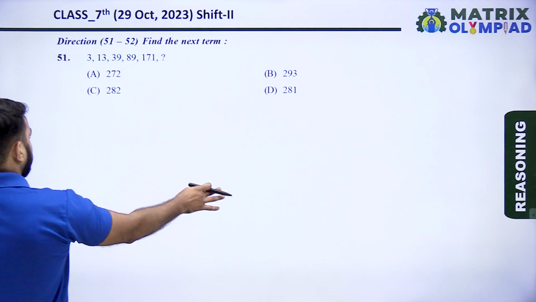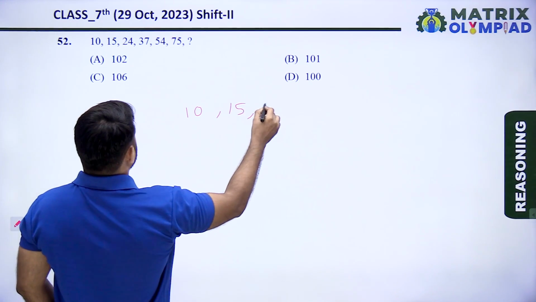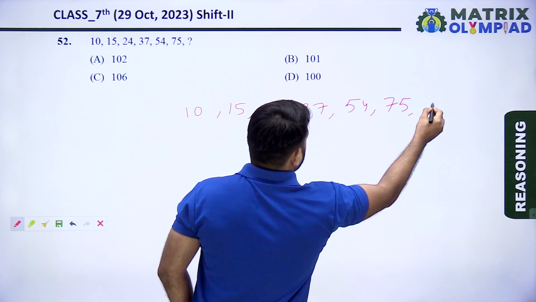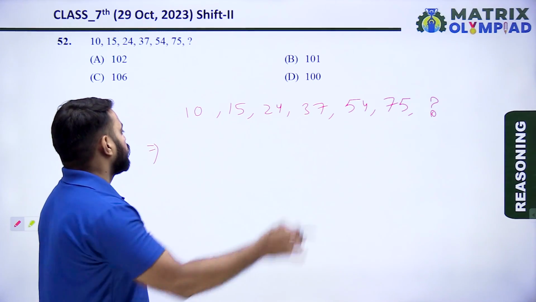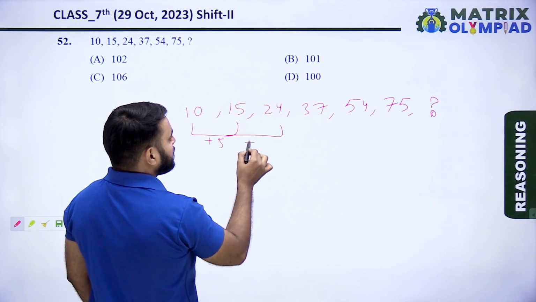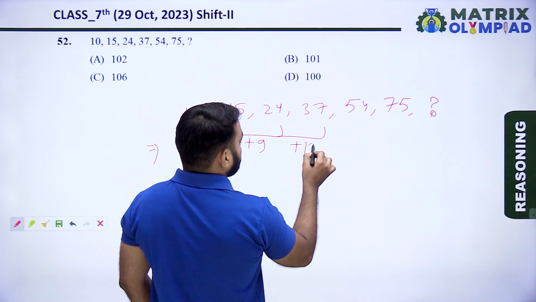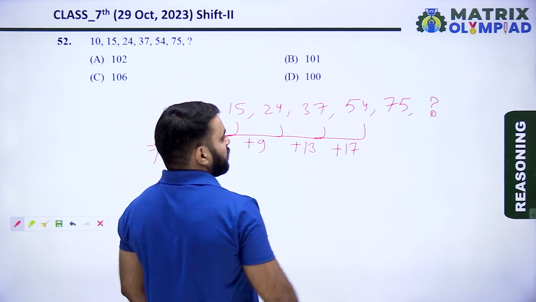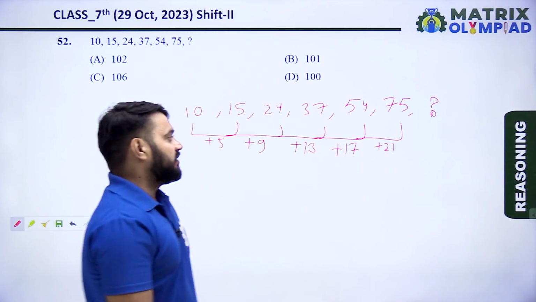So let's move on to the next question. The series is 10, 15, 24, 37, 54 and 75. Find the next number of the given number series. So first find the pattern of the equation. So the pattern is 10 plus 5, it means 15. Now 15 plus 9, it means 24. Now 24 plus 13, it means 37. Now 37 plus 17, it means 54. So 54 plus 21, it means 75.